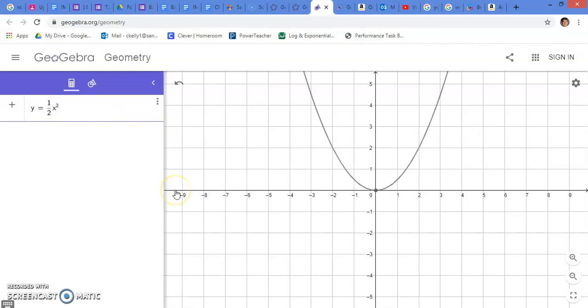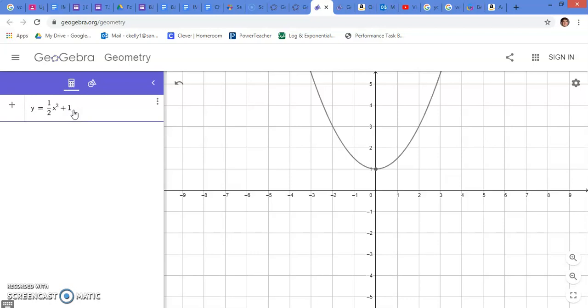So I've got it in there, y equals 1/2 x squared, and I see my graph. It's over here to the right. Oh, I wanted to have that y equals 1/2 x squared plus 1. I need to push right to get away from that second power thing. I press plus and 1, and there we are. It's moved the parabola up by 1.